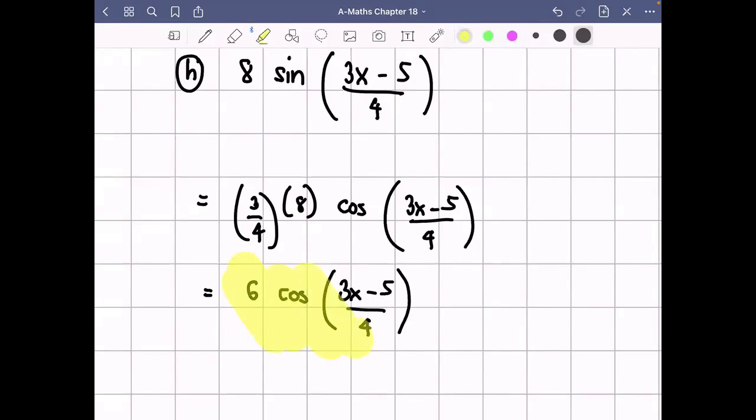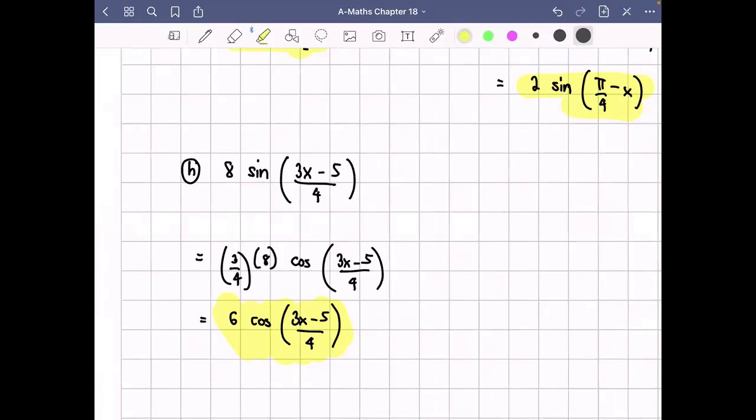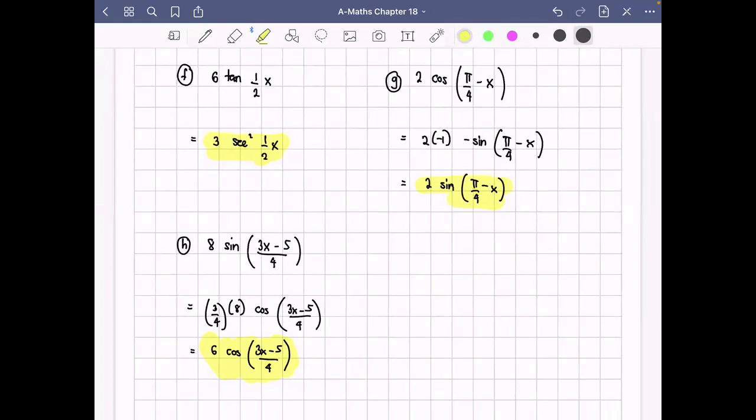Okay. So do you guys have any questions on letter F, G, and H? Okay, so no questions, section 4? None? Okay, so let's go to our last type of trigonometric derivatives. Okay, so that would be this one.